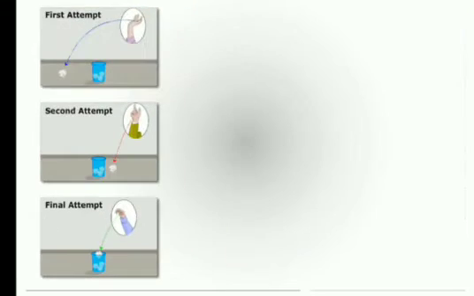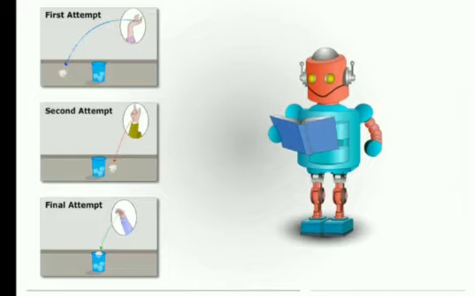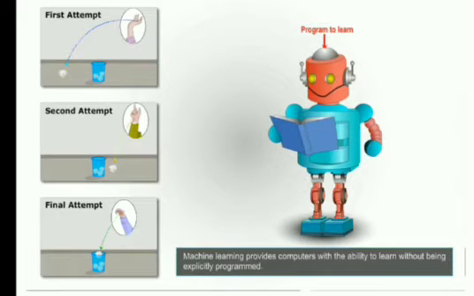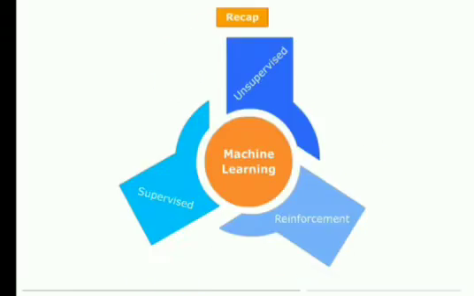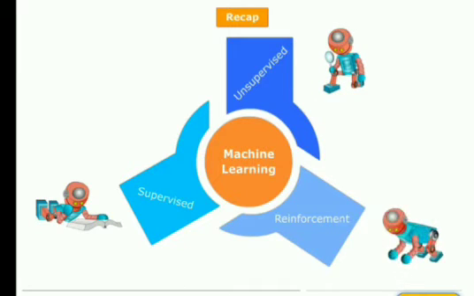You can do something similar with machines too. You can program a machine to learn from every attempt or experience or data point and thereby improve the outcome. By definition, machine learning provides computers with the ability to learn without being explicitly programmed. Machine learning algorithms have been classified in various ways, but they are most commonly categorized on the basis of their purpose. The categories are supervised, unsupervised, and reinforcement.